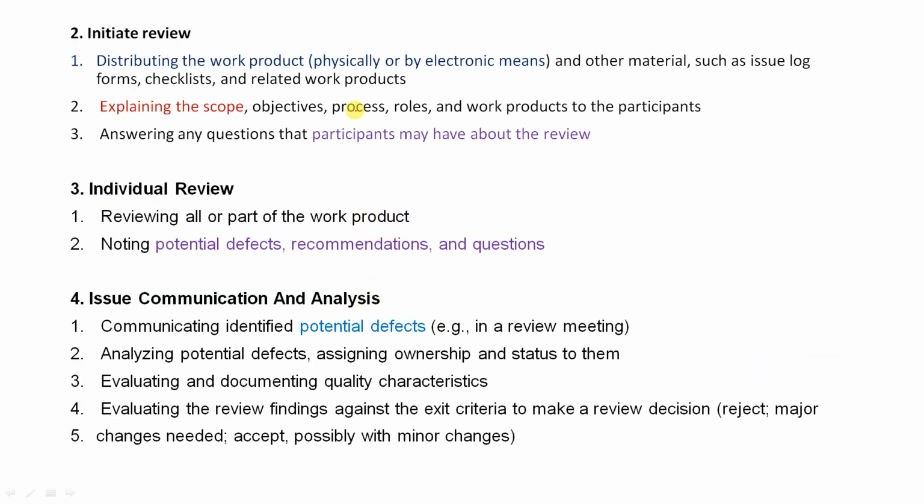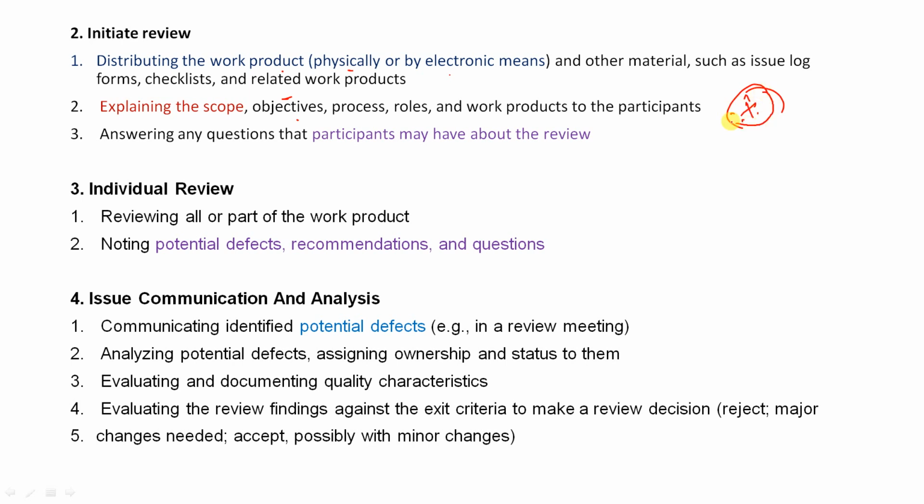Then after the planning, next is initiate review, which is distributing the work product. In the initiate review process, someone will distribute the work product, and who that someone is will be covered in the next video on roles and responsibilities. For the time being, understand that these things happen in initiate review. Distribute the work product, physically or electronically, as a hard copy or soft copy, along with other materials such as the issue log, forms, and checklist. Then explain the scope, objectives, process, roles, and work products to the participants. So everything will be explained here.